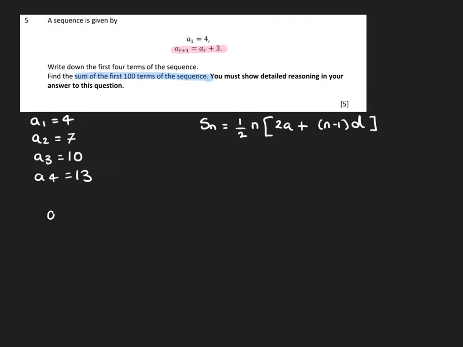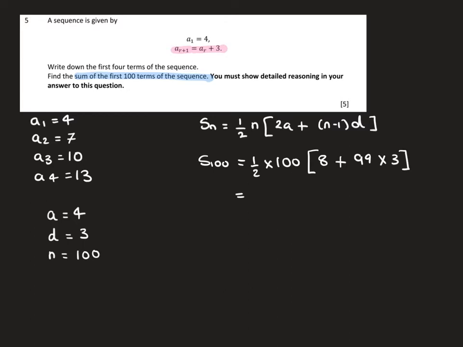So what do we have here? We know that the first term a is equal to 4, the common difference d is equal to 3, and we're adding together 100 terms. So S100 is equal to half multiplied by 100 multiplied by 2a, which is 8, plus n minus 1, which is 99, multiplied by d, which is 3, and we input this into our calculator. So what does that give us? It gives us 15,250.